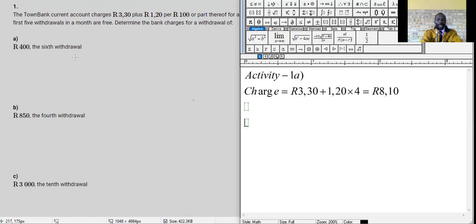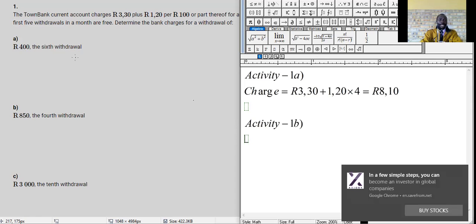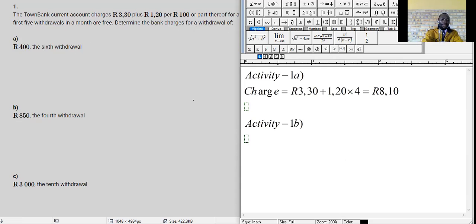Now, we can go on to look at the second activity. That is activity 1, part B. Now, in activity 1, part B, we are supposed to determine the bank charges for a withdrawal of 850, being the 4th withdrawal. Now, notice that the first 5 withdrawals in a month are free. So this one being the 4th withdrawal is also going to be free. Yes, just that, no charge.